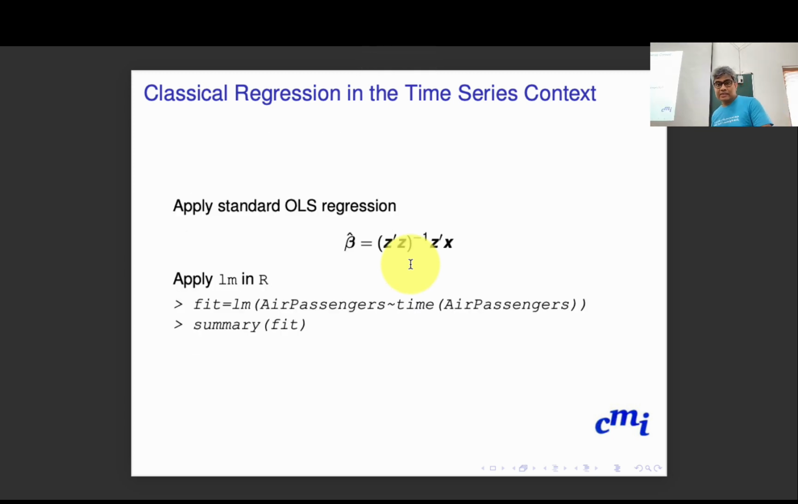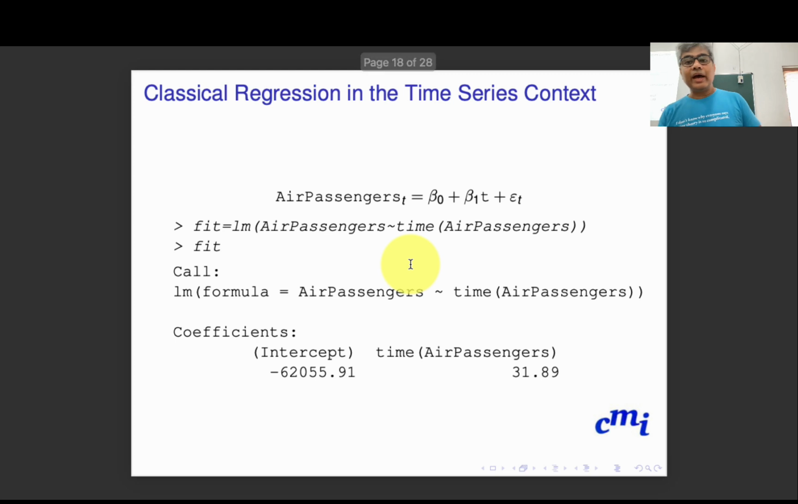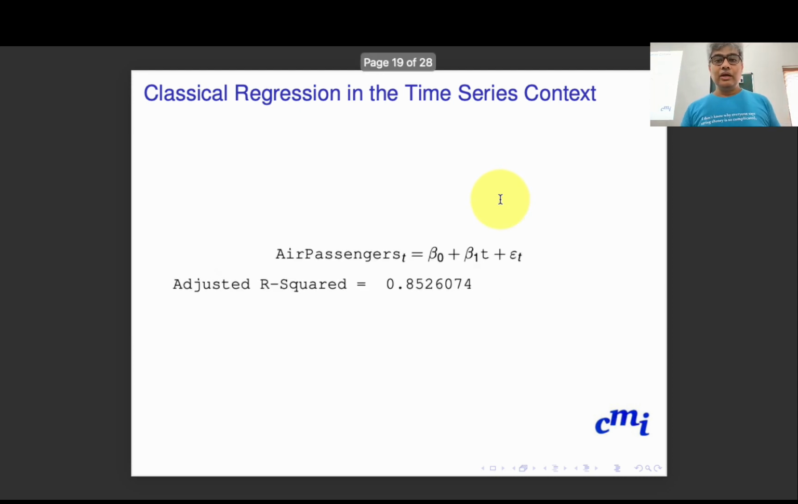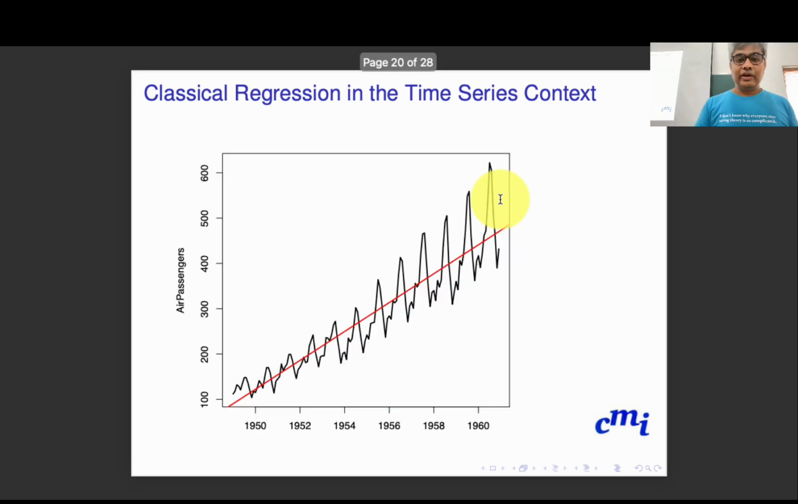Now obviously you can use the OLS regression solution, which is Z transpose Z inverse Z transpose X, and you can simply apply lm in R, and that will give you the air passengers as a function of time. That will fit a simple model, beta naught plus beta 1 t. This will give you almost 85% accuracy. This gives you a straight line fit, which is great and not so great.